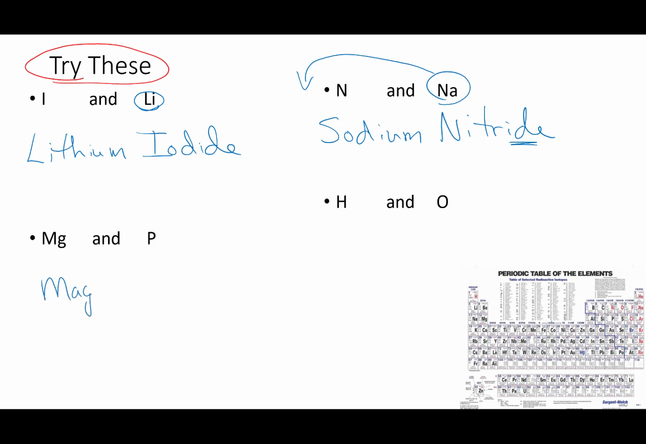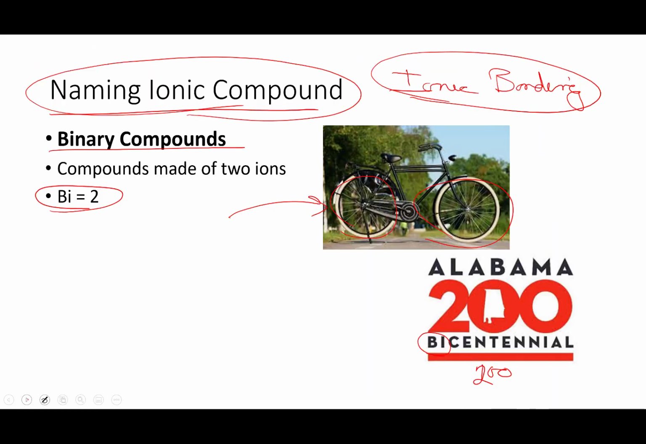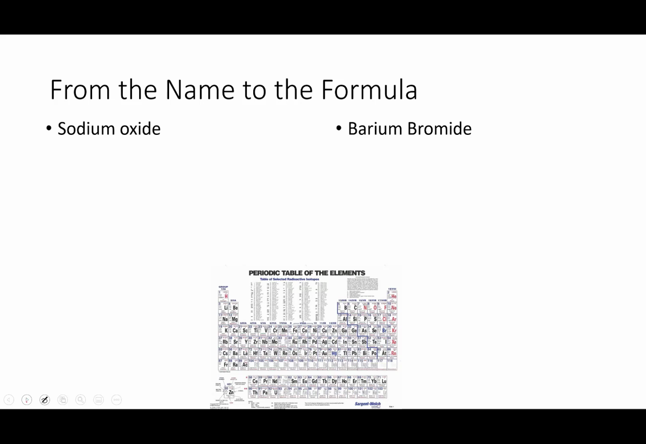Magnesium and phosphorus becomes phosphide. Hydrogen and oxygen is oxide, and that is the fancy $2 chemical name for water. So if you want to be schmancy when you need a glass of water, you can say, ooh, I need some hydrogen oxide. And you can show off to your friends and kin.